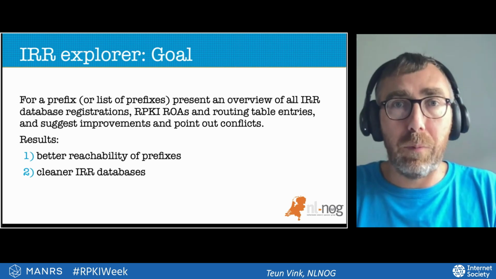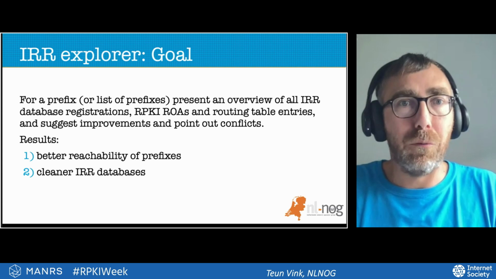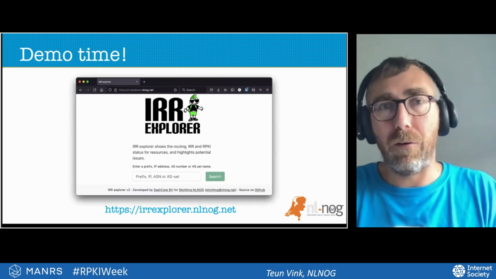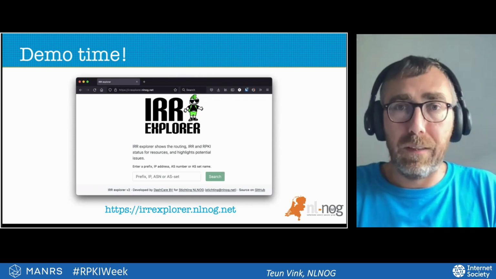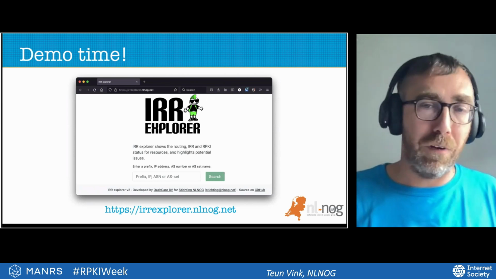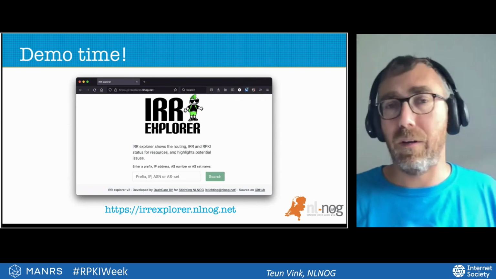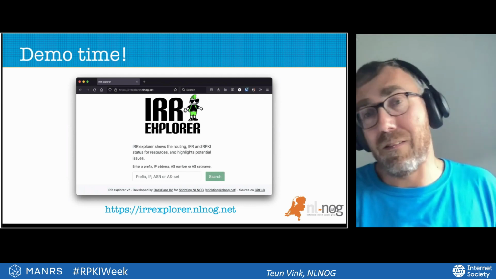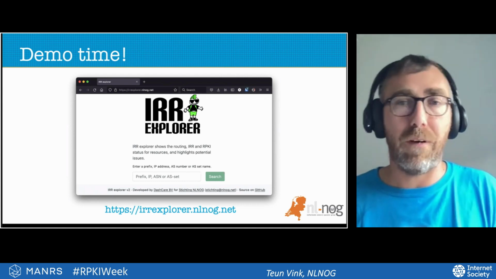And in this presentation, I will be mostly showing you some output of the IRR Explorer tool. So you can find IRR Explorer at irrexplorer.nlog.net. And this is basically the main page. It's not much, it's just a form with one field, and you can fill in either a prefix, an AS number, or an AS set name. And for each of the three, it basically does the same. It goes and looks up all this information and shows you what it can find about it.